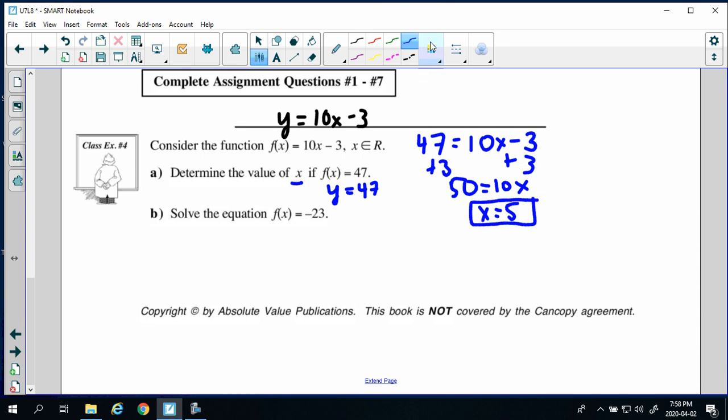No problem. The second one, again, solve the equation f of x is equal to negative 23. This is the same deal. This is y is equal to negative 23, so you just plug in for y. Negative 23 is equal to 10x minus 3, and then you would solve for x, and I'm not going to do that here.